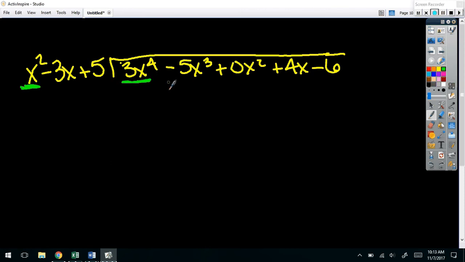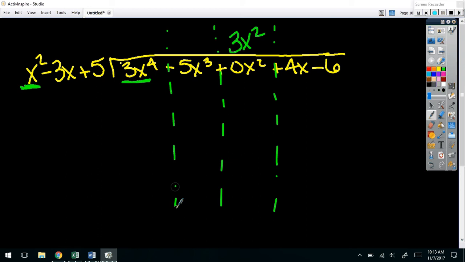Think of these as columns. This is the 4th column, the 3rd column, the 2nd column. So I'm going to come here and put a 3x squared. Why did you put it right here? This is the squared column. Anything with a second exponent is going to go in this column. That's why we have x to the second. And you're trying to get 3x to the 4th, so you have to double it. 3 times 1 is 3.